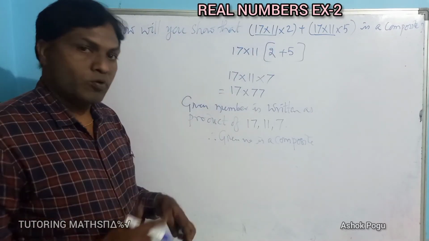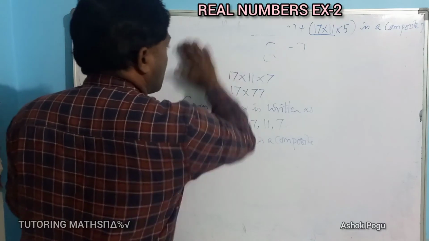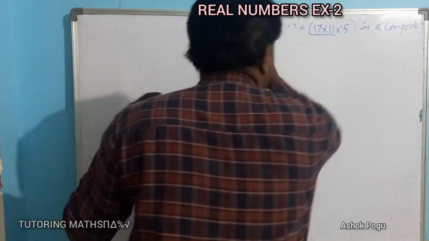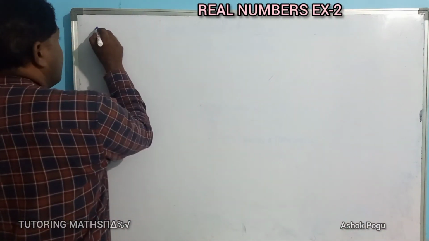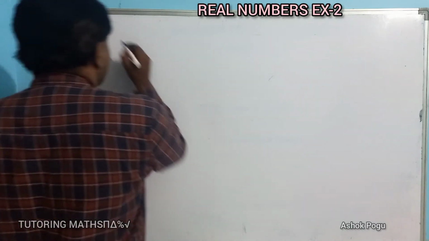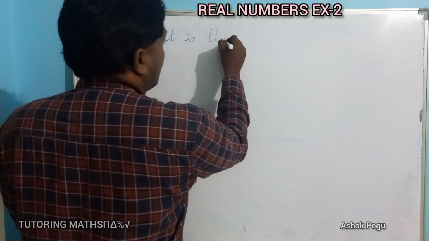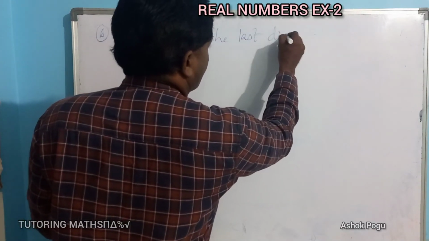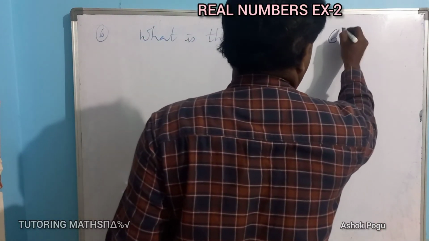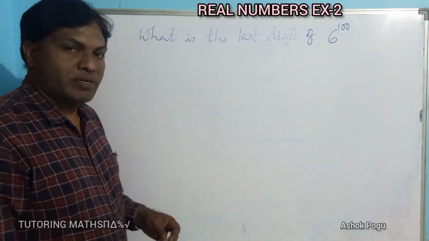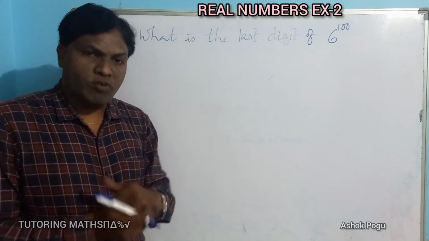Let us continue. One more question. The last question of this exercise. What is the last digit? Question number 6. What is the last digit of 6 to the power of? Yes, now let us see question number 6, the last question of exercise 2. What is the last digit of 6 to the power of 100?